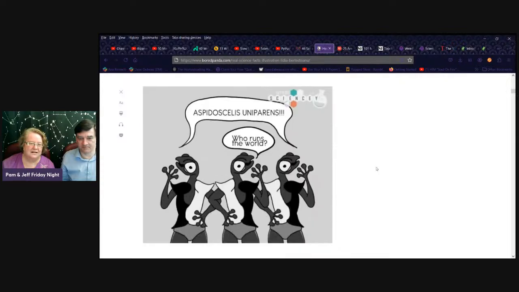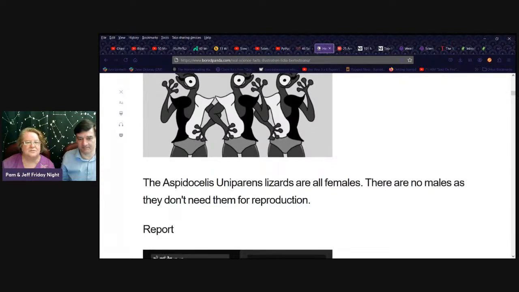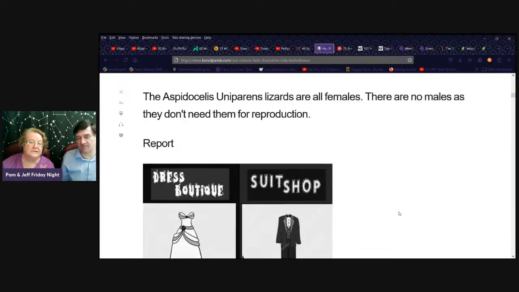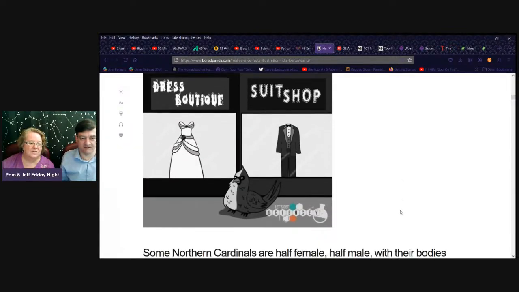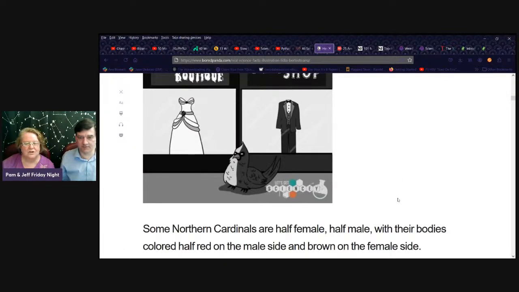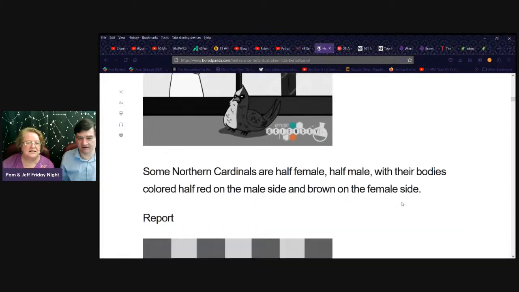So let's see. The Aspidoscelis. Not gonna say that. All these lizards, this particular kind of lizard, are all females. There are no males, as they don't need them for reproduction. Again, parthenogenesis. Yeah. Oh, this is kind of wild. Some northern cardinals are half female, half male, with their bodies colored half red on the male side and brown on the female side.